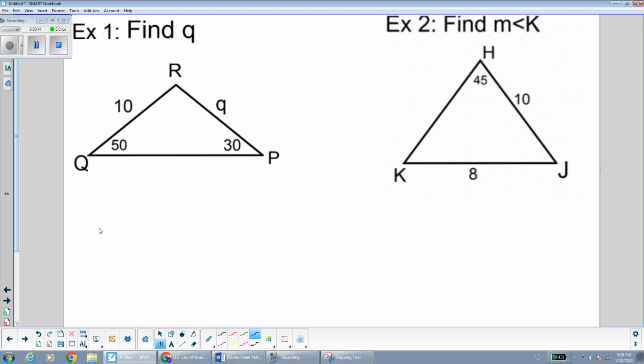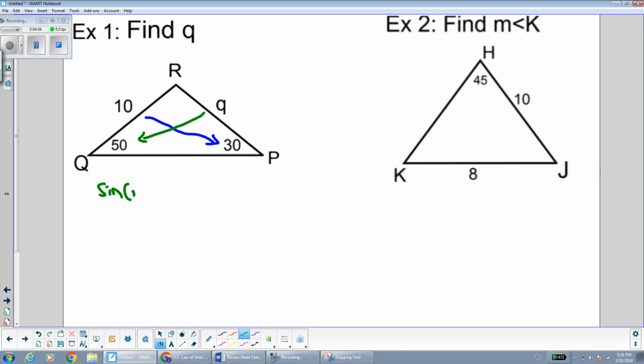So over here, we're going to find side Q. And we don't have a right triangle, so I can't just use trig. But what I notice is I have a side, and I have the angle across from it. And the side I'm finding, I have the angle across from it. So this would be a great time to use law of sines.